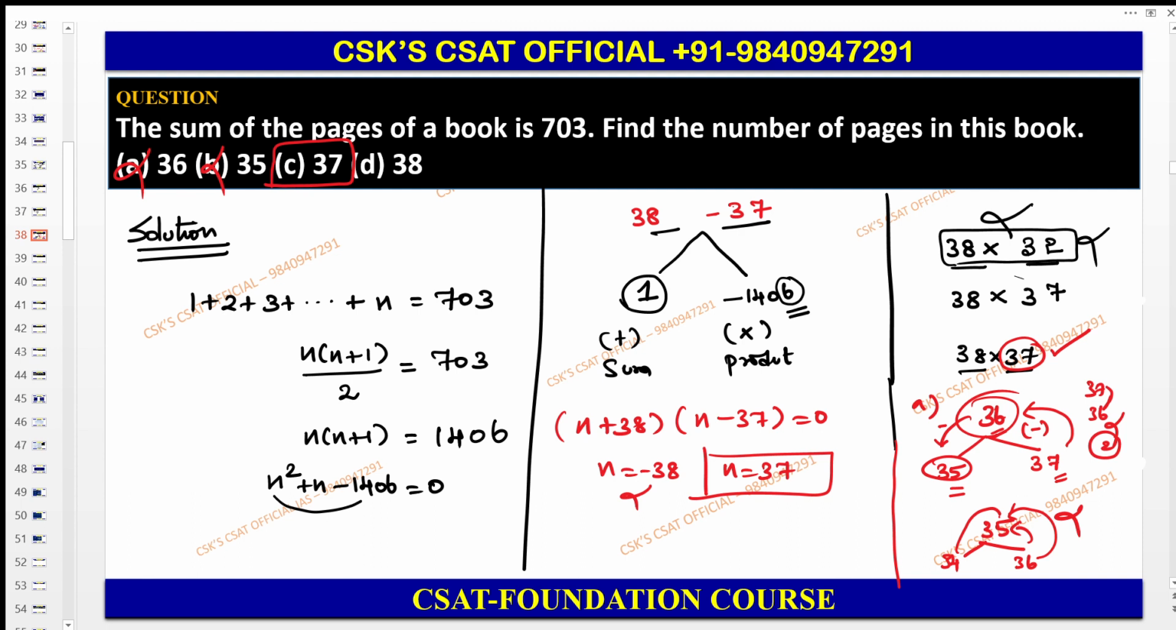You are having options 36, 35, 37, 38. The sum should be 1. Sum is nothing but the coefficient of n. Coefficient of n should be the sum. The product is nothing but the coefficient of n square multiplied with the constant. Constant here is minus 1406. Now fine. This is the product and sum. So you need to get a 1 here.